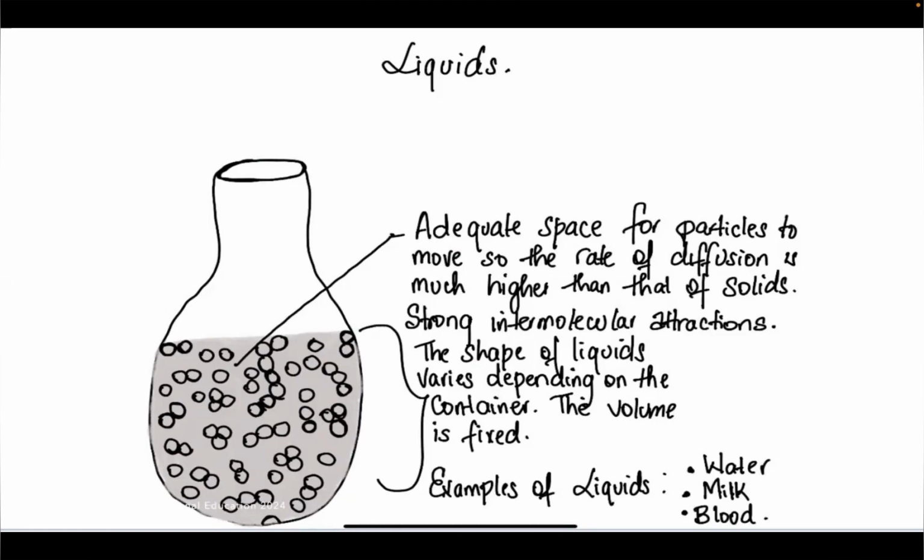This is liquids. What do you notice? The first thing that you should notice is that there are more spaces, right? So there's an adequate amount of space for particles to move. So should there be processes like diffusion and osmosis, the rate would be greater than that of solids. They too have strong intermolecular attractions, and it is important for you to note that the shape of liquids varies, right? We say liquids take the shape of their container because the particles can move around more freely than they can in a solid.